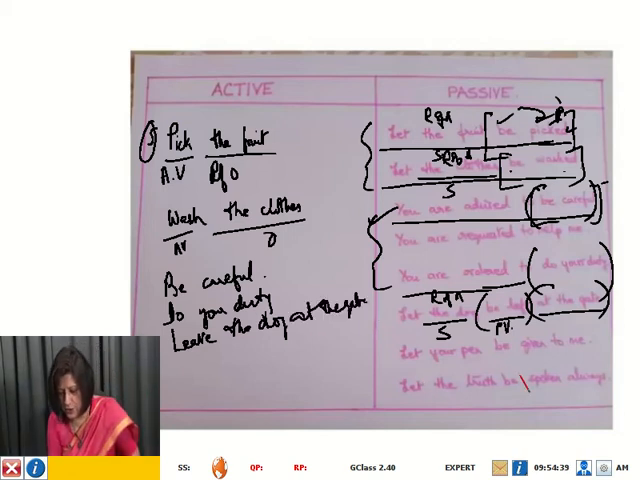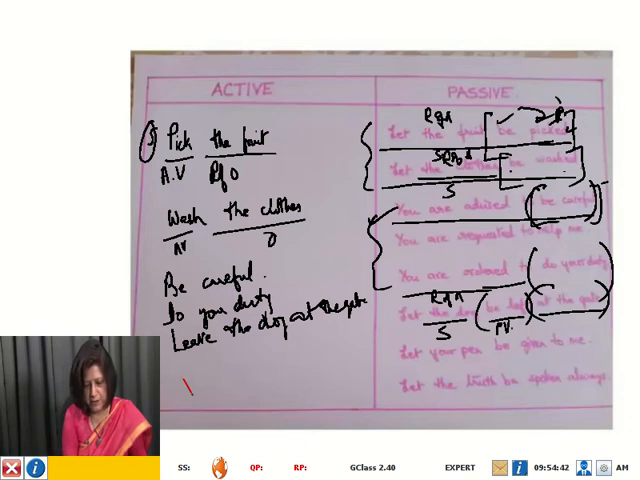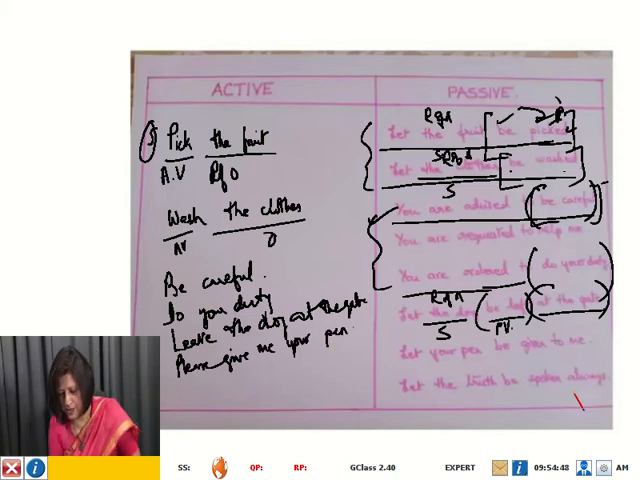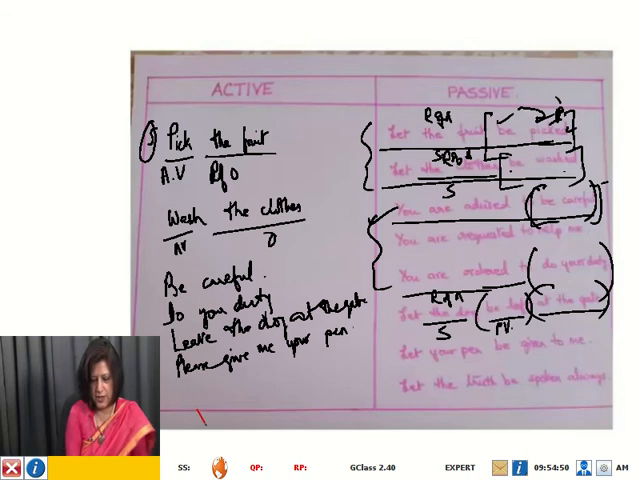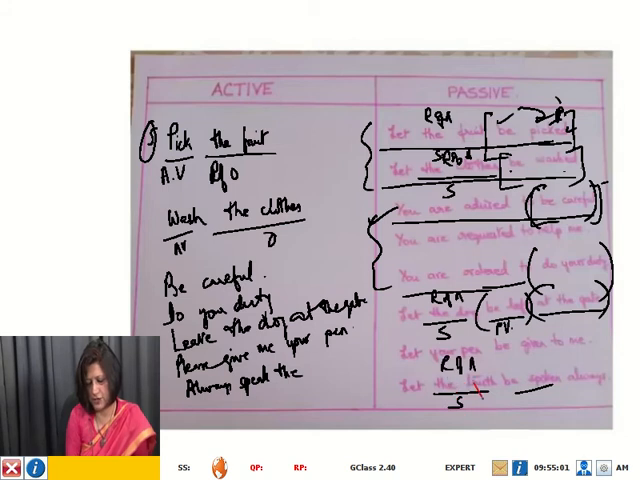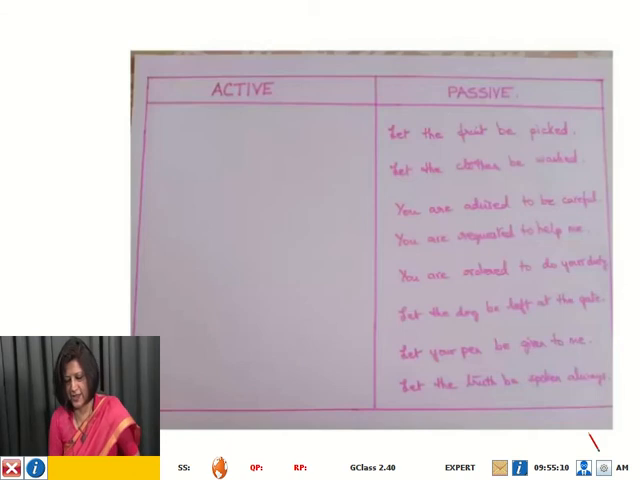Leave the dog at the gate. Similarly, let your pen be given to me: please give me your pen. Let the truth be spoken always: speak the truth, where the receiver of the action comes to the object position. Always speak the truth.